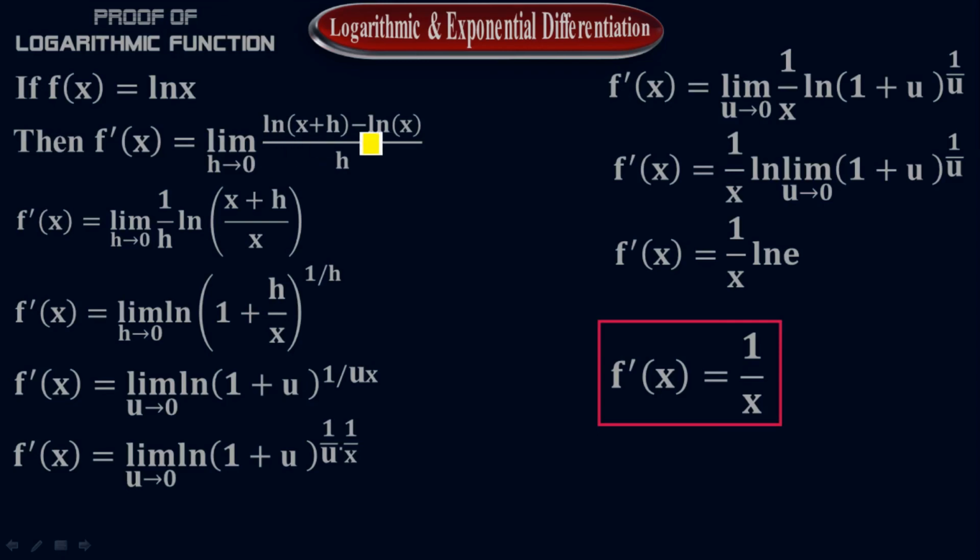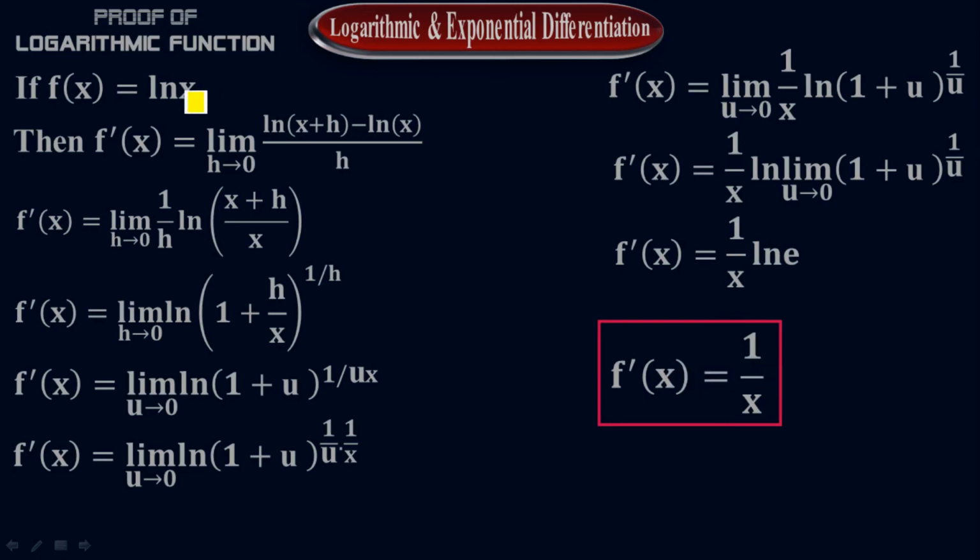I applied the definition of the derivative. My function f of x equals natural log x. I want to find the derivative, so I applied the mathematical definition for the derivative. I applied some basic logarithmic rules. At the end I got natural log e. So natural log e equals 1. 1 over x times 1 is 1 over x. There I got f prime of x equals 1 over x.